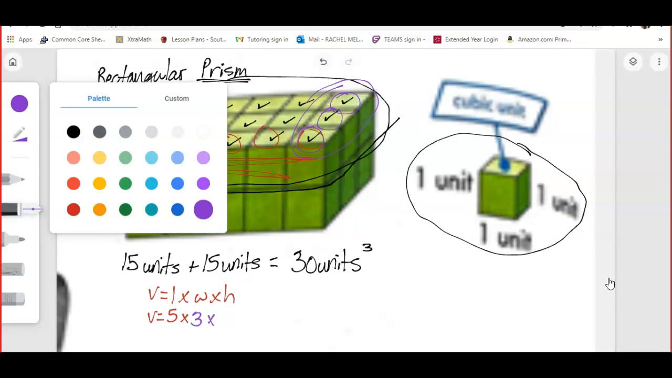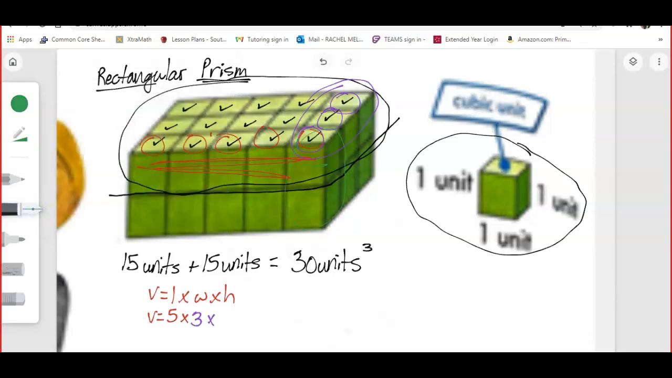And then my height is how many layers of cake I have. Well, that's this. I have 1 here and 1 here. So that's 2 layers of cake. And then I just multiply. Well, 5 times 3 is 15, which is what we figured out by counting the 1 layer. And then times 2 layers of cake is my 30 units, cubic units.